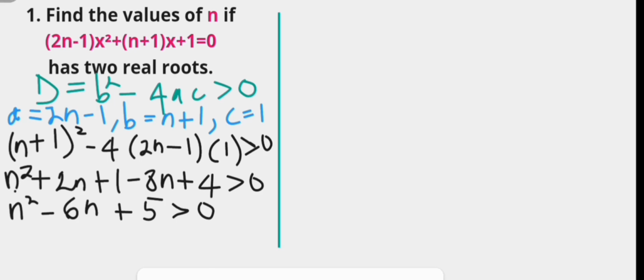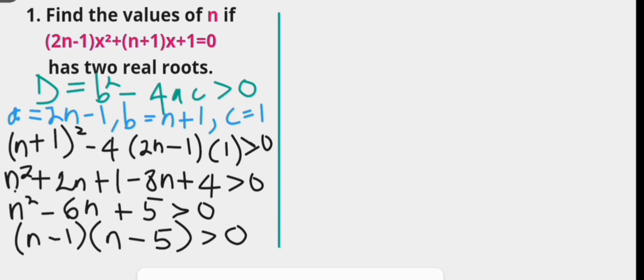This gives us a quadratic inequality. So we first factor the left hand side, and the factors of plus 5 that add up to negative 6 are negative 1 and negative 5. This quadratic inequality factors as (n minus 1)(n minus 5) is greater than 0. And for the product of two numbers to be greater than 0, there are two possible cases.